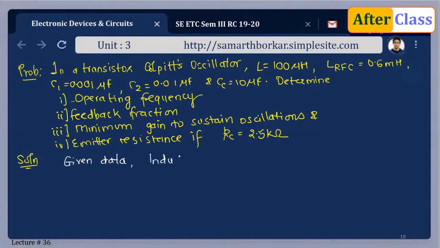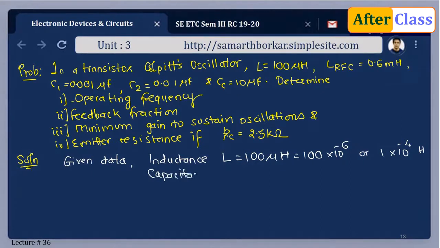Inductance, okay, L equals to 100 microhenry, that is 100 into micro is 10 to the power minus 6, or we can say this is 10 to the power 2, so it is 1 into 10 to the power minus 4. We have to express it in terms of henries. Fine. So this conversion is important. Then the capacitance has to be expressed in terms of farads.